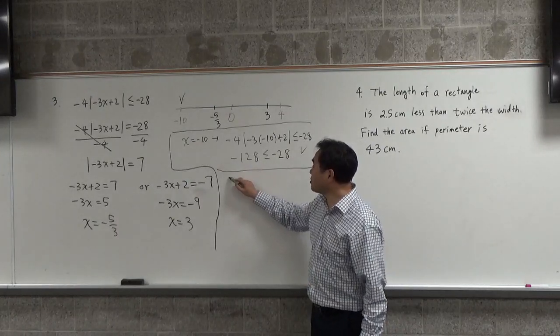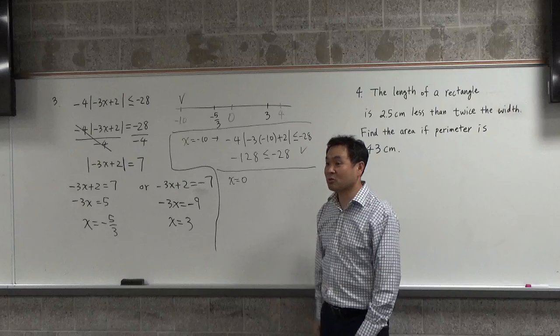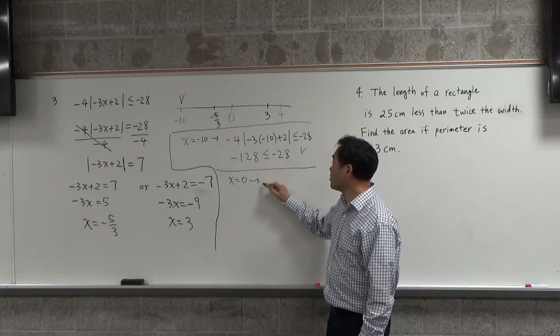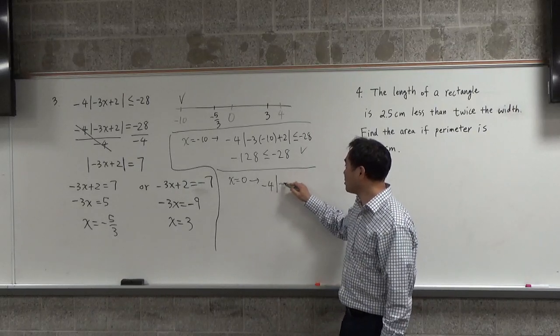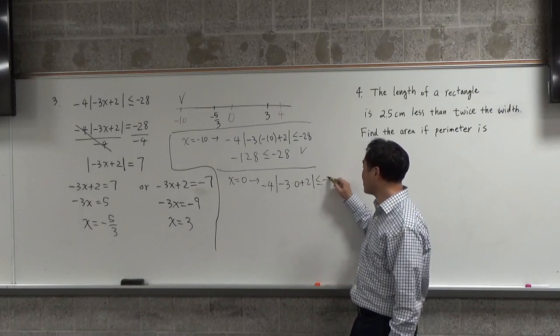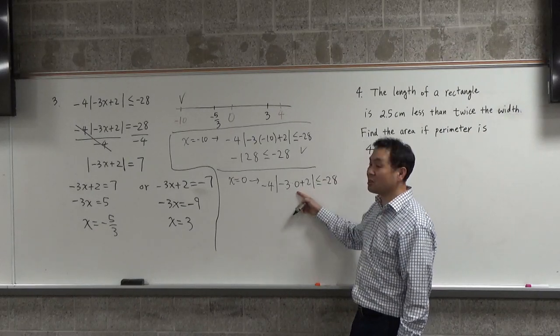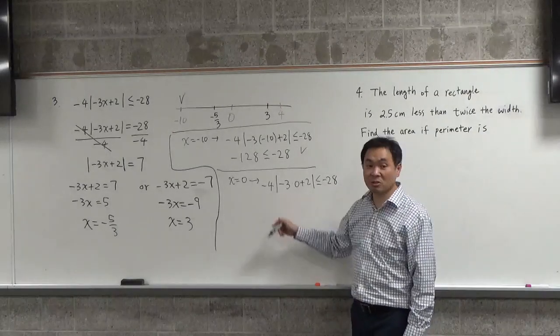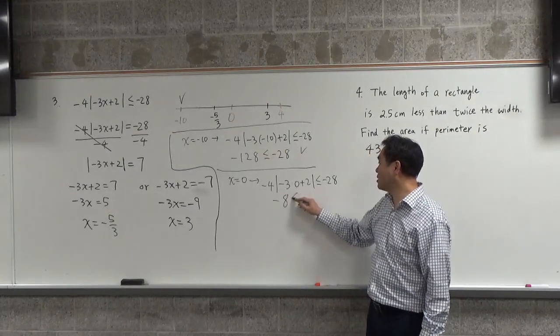Now let's move on to x equals 0. And in that case, you get -4 times the absolute value of -3 times 0 plus 2. That's equal to -28. 0 times anything is 0, so you have plus 2. 2 times -4 is -8. Is this true?